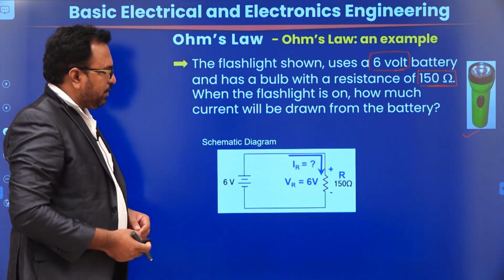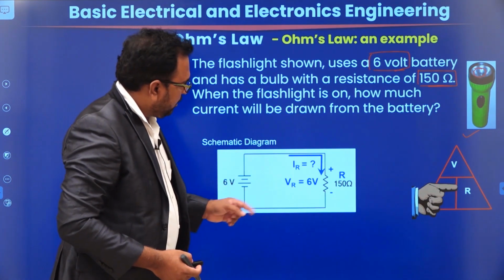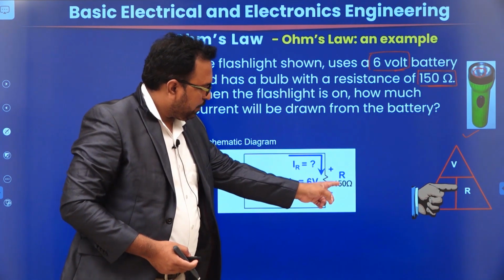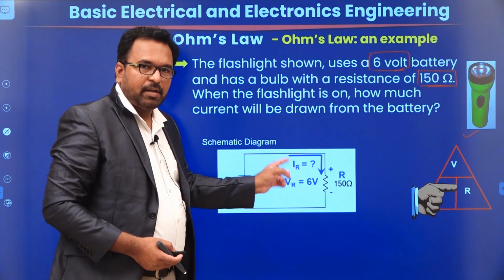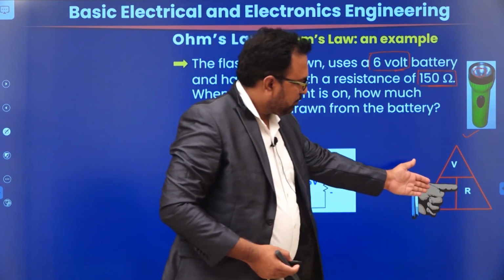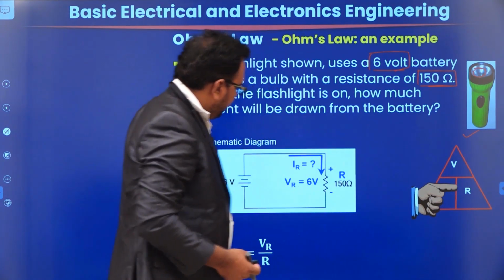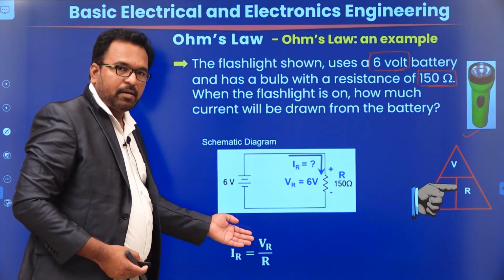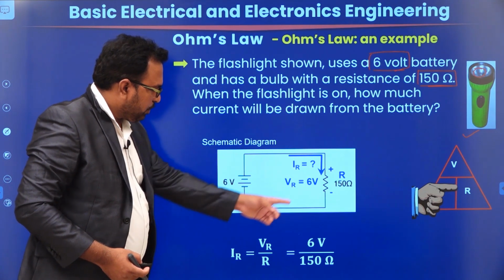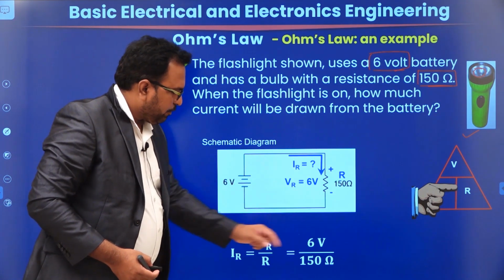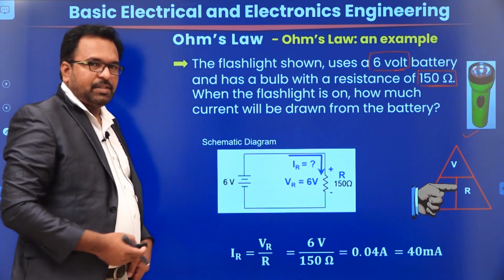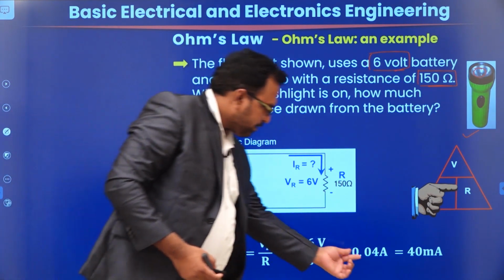So in the triangle, we know the value of voltage, we know the value of resistance. What is the unknown quantity? I. So you have to cover I. Then what is the formula? I is equal to V by R. So the V value is 6 volts and the resistance value is 150 ohms. So 6 by 150 is 0.04 amperes.